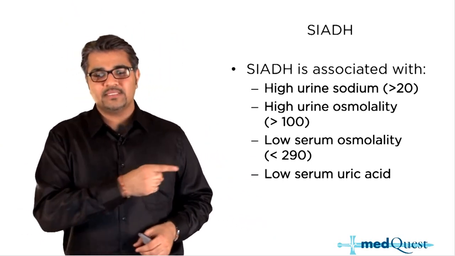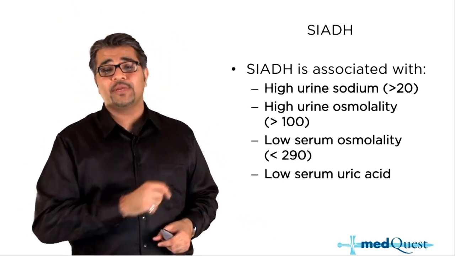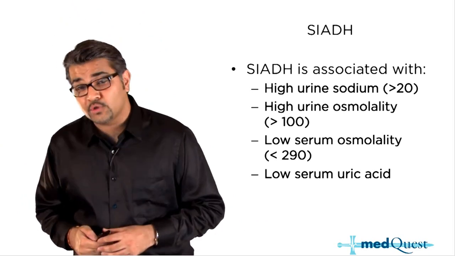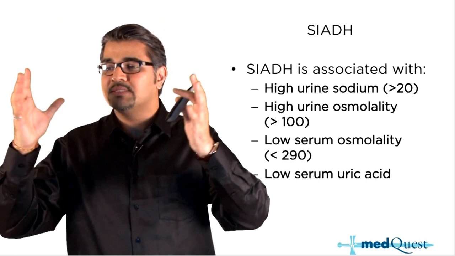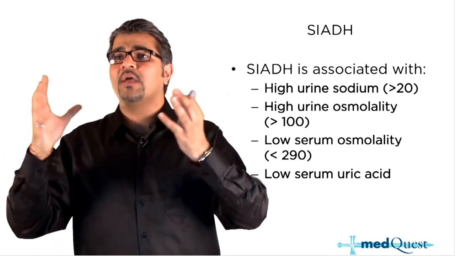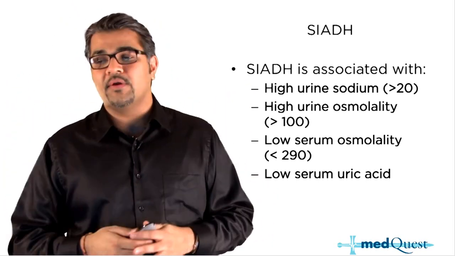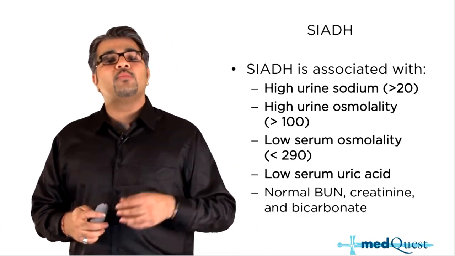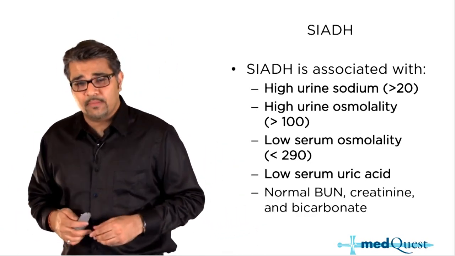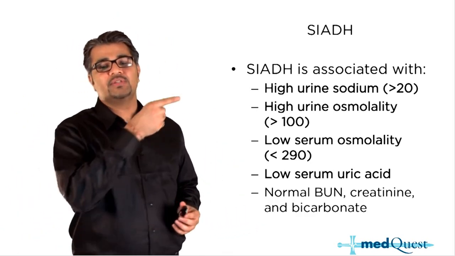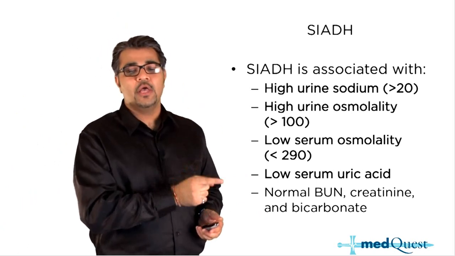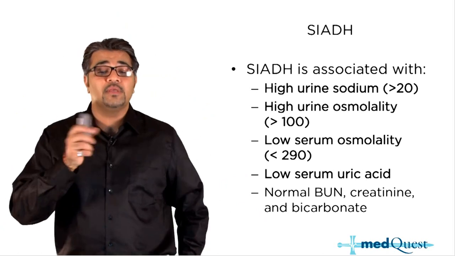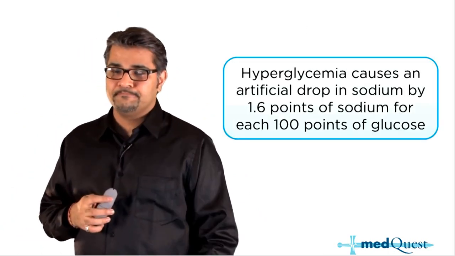Now let's talk about these. Why is the serum uric acid so low? Well, the uric acid values are low in SIADH simply because of the fact that the volume status is higher than normal. You have a lot of volume around, and so you just dilute out your uric acid. Lastly, you're going to have a normal BUN and creatinine and a normal bicarb level. So SIADH is associated with high urine sodiums, high urine osms, low serum osms, low serum uric acids, and a normal BUN, creatinine, and bicarbonate.